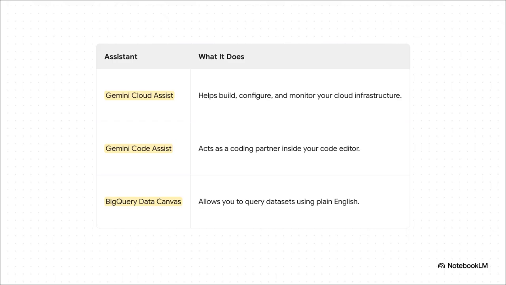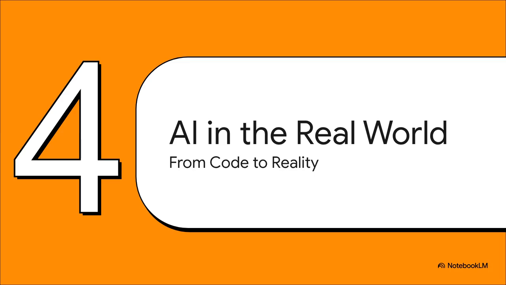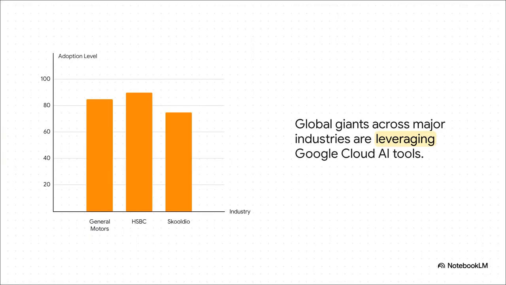No complex code needed. Okay, so we've seen the tools, we've met the assistants, but how does all this stuff actually translate from code into reality? Let's look at how real businesses are using this tech to solve real problems right now. And we're not talking about small experiments here. This technology is being used by some of the biggest players across all kinds of industries. Here are just a few examples in automotive, finance, and education that show you how powerful these tools can be.